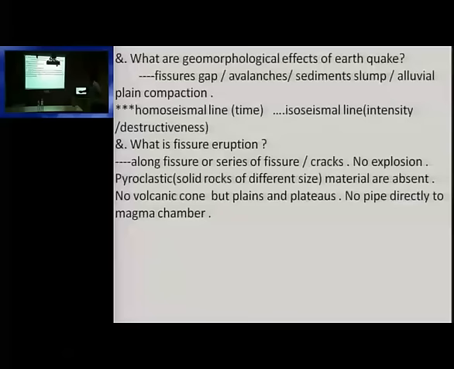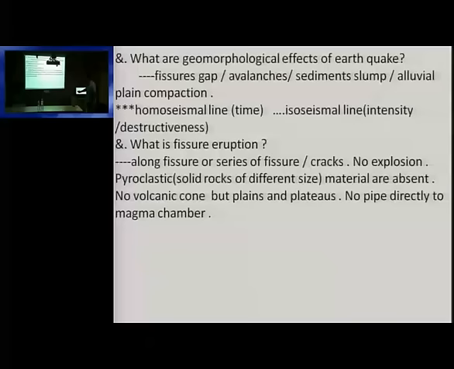Important points are these. Some of you might be aware, some of you might not, but this is the homoseismal line. That is connecting the points where an earthquake happens at the same time. That is known as the homoseismal line. And the other thing is intensity and destructiveness: the line connecting the places where there is the same intensity and the same destructiveness is known as the isoseismal line. These are features related to earthquakes.